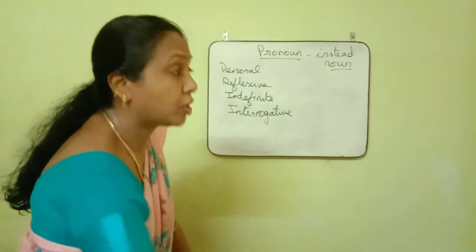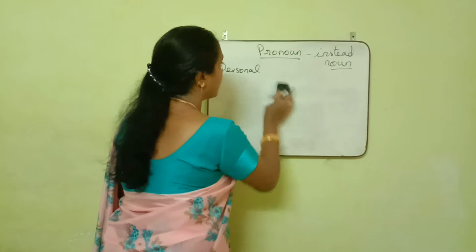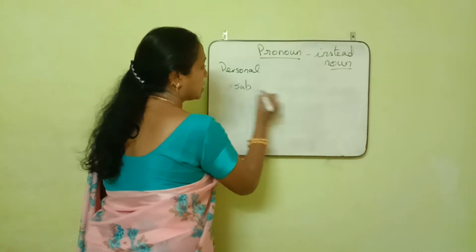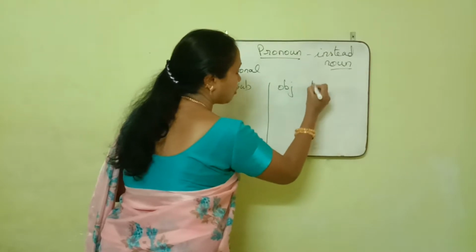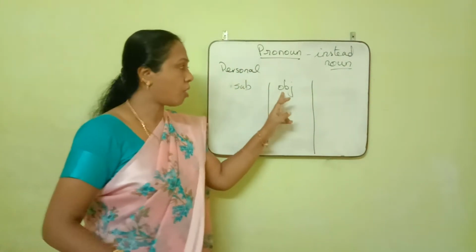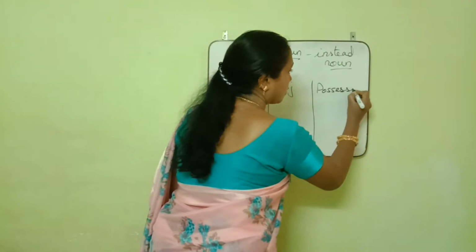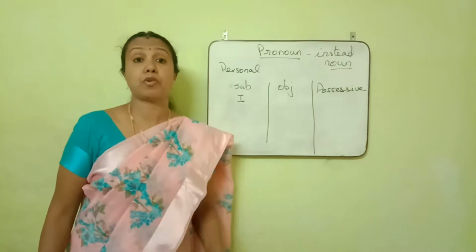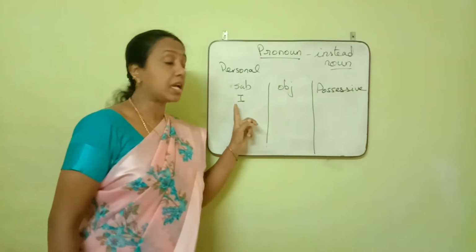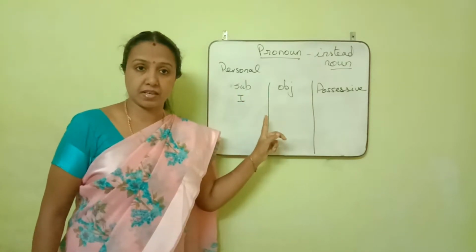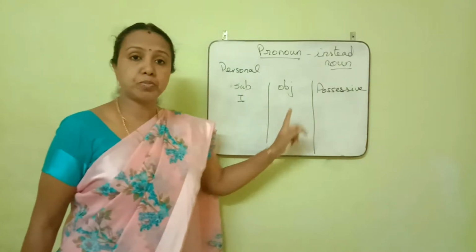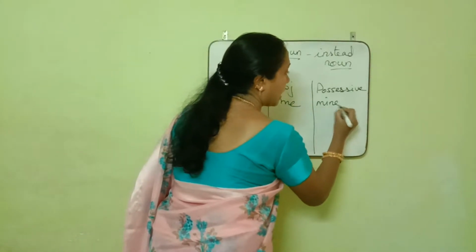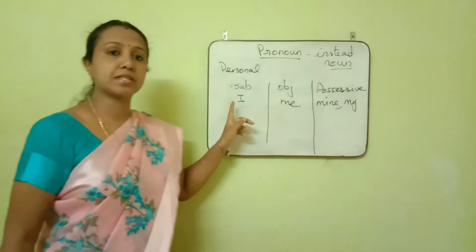When I give the description of personal pronouns, it is divided into 3. First one is the subject personal pronoun. Second one talks about the object personal pronoun. It has 3 types: subject, object and possessive. Now what is this subject? I talks about first person. When I talk about I, I am all alone. I talks about first person singular. So when I say the subject I, the object will be me. And the possessive pronoun will be mine and my. That is for the first person singular I.